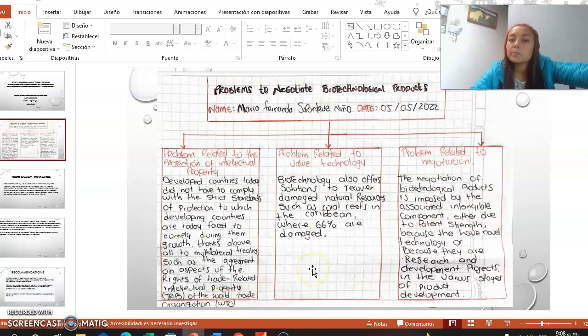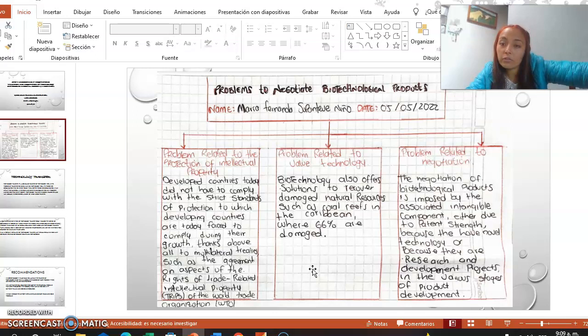A problem related to biotechnology. Biotechnology as a solution to recover damaged natural resources such as coral reefs in the Caribbean, where 60% are damaged. Problem related to negotiation.